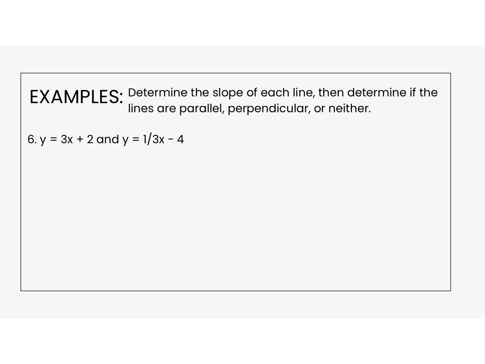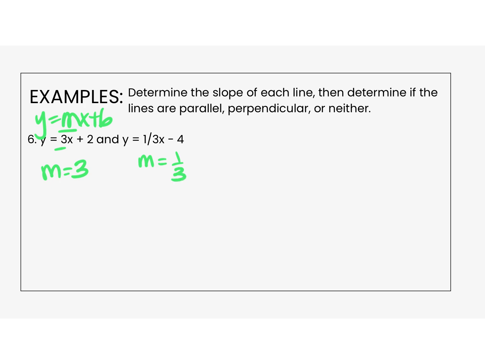Okay, so let's look at an example. We have two equations. These are both in slope-intercept form, and we're going to decide if they are parallel, perpendicular, or neither. So remember, slope-intercept form is y equals mx plus b. We're focusing on this m, so in this case, m is 3 for this first one. In the second one, m is 1/3.